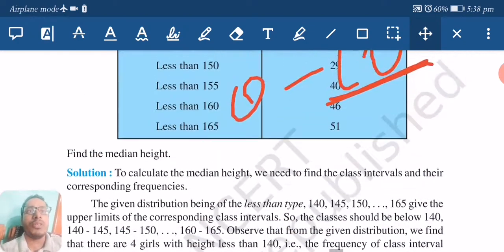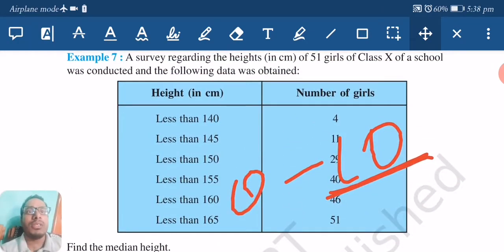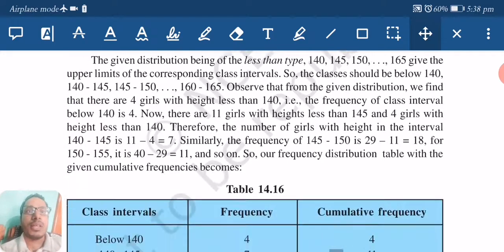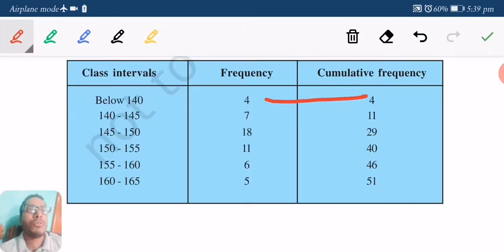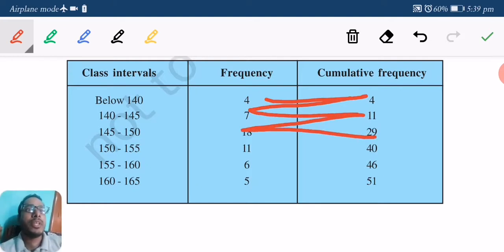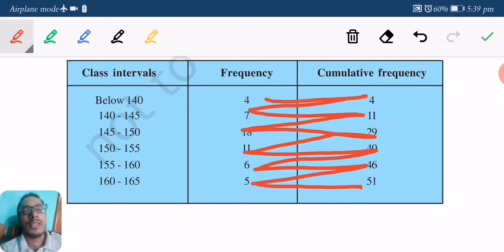So below 140, if you look at this table here, less than 140 means below 140. I don't know where to start from. It can start from 0 also, but 0 is not considered as a height. Height cannot be 0, right? It should be some positive values, in natural numbers, not in whole numbers. So let's take here: below 140 is 4, 140 to 145 will be 7, 145 to 150 will be 18, and 160 to 165 is 5. Finding the cumulative frequency: 4, 4 plus 7 is 11, 11 plus 18 is 29, 29 plus 11 is 40, 40 plus 6 is 46, 46 plus 5 is 51.